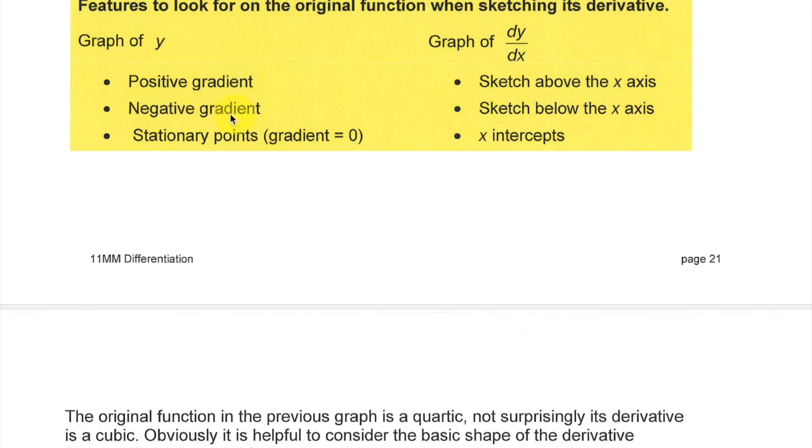Where the original graph goes down towards the right, that is, it has a negative gradient, then the derivative function will be below the x-axis. For where we have a positive gradient, the graph goes up towards the right on the original function. The derivative function will be sketched above the x-axis.